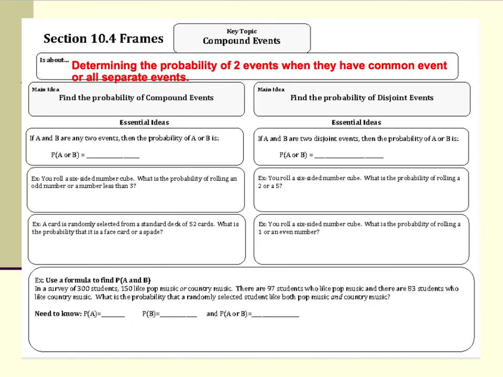So here's your frame. Let's look at your 10.4 frame. 10.4 is about compound events, and this is about determining the probability of two events when they have common events or else separate events. So they have something in common or everything's separate. So you're going to have to decide that.